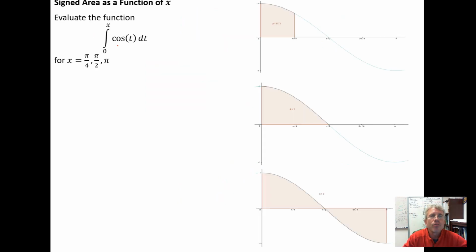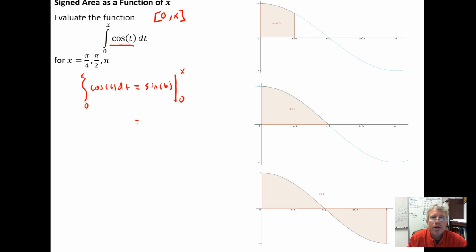So for example, if we want to find the signed area on the interval from 0 to x underneath the cosine function, so we want to integrate from 0 to x of cosine t dt, we could go ahead and come up with our function for that. So we're going to get the integral from 0 to x of cosine of t dt is going to equal any antiderivative of the cosine. And the sine function is an antiderivative of the cosine because the derivative of sine is cosine. And this would go from 0 to x.